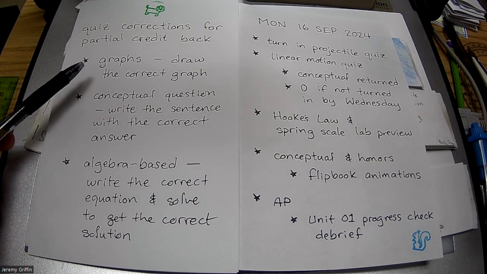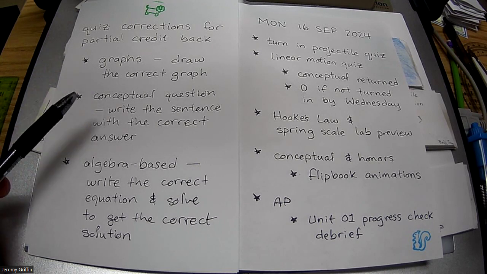I might ask you a graph question. If you missed a graph, just pull out a paper, a ruler, and a pencil, and draw the correct graph. Label the axes with variable and unit, and draw the correct curve to match the story that I give you. Just draw the correct graph and get partial credit back there.